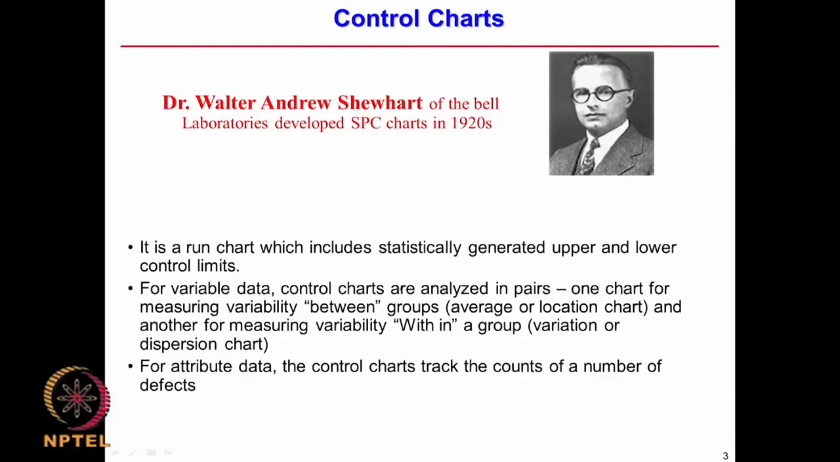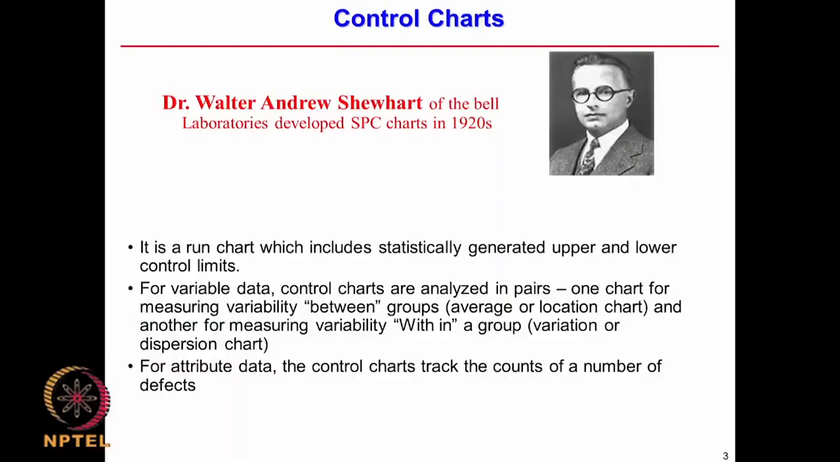For variable data, control charts are analyzed in pairs. One chart measures the variability between groups and another measures variability within a group, that is a variation or dispersion chart. So variability between is the average, the other one you call dispersion. That is the variable data control chart. So you take the average, every day's average you plot, today, tomorrow, day after and so on. At the same time, you have another graph which gives you the difference, or the range, or the variability, and keep on plotting that. So today suppose I got a bolt of 10 and 10.5 diameter. So the average will be 10.25 and the variability will be 0.5. So I will have two graphs.